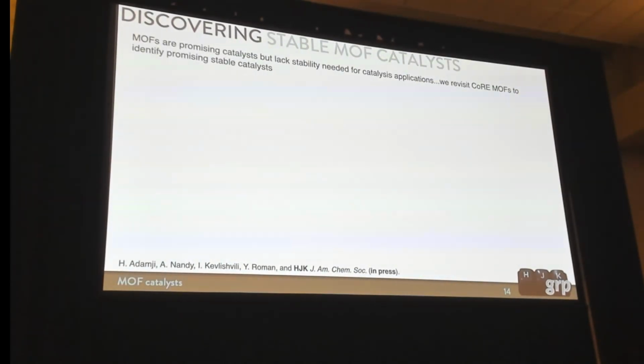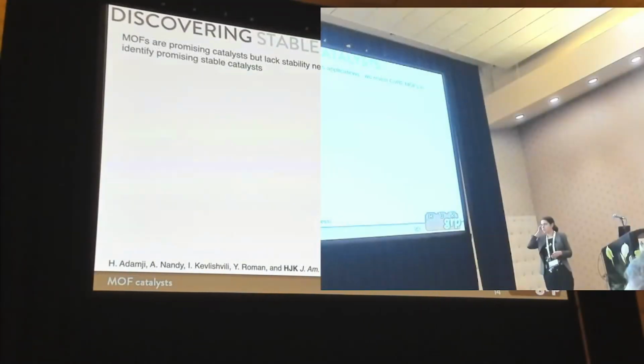So I'd just like to finish by bringing this full circle. Obviously, I've covered a lot of the highlights of my group so far, but where we'd really like to push this now is thinking about how we can actually use this to make MOFs really reasonable catalysts.